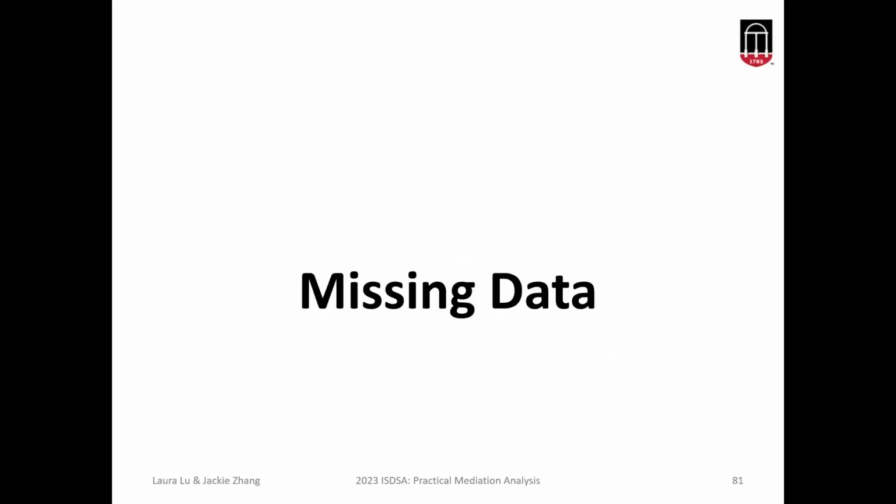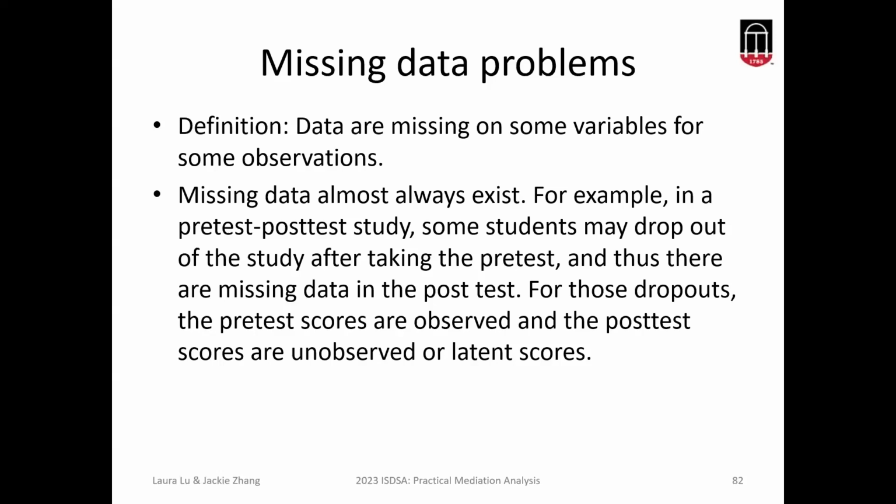Now let's look at missing data. Okay, missing data problems. What is missing data? What's the definition? Data are missing on some variables for some observations. Really simple. And the missing data are almost everywhere. For example, if you have a pre-test and post-test study, some students just disappear in the post-test. So they just attend the pre-test and have no scores for the post-test. So we have missing values. So we have some dropouts.